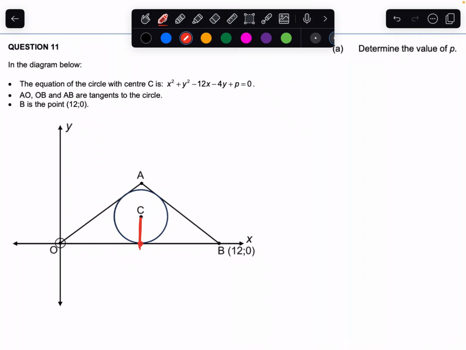That is because we've been told that OB is a tangent to the circle, so there is a point on OB that is also on the circle, i.e. there is a point on the x-axis that is also on the circle. If I connect the center to that point, we know that that is 90 degrees because of tan rad. And because this is 90 degrees, we know that this point and the center are in a perfect vertical line.